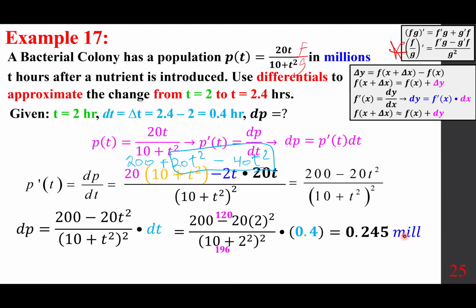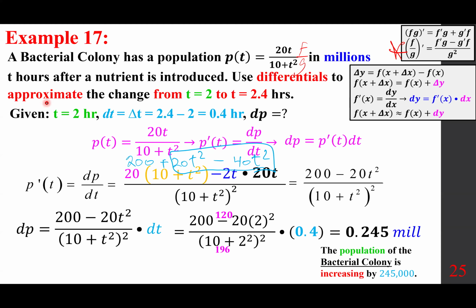0.245 what? Millions of bacteria, which means times 10 to the power of 6. That means you move the decimal to the right by 6 and you get 245,000. And you say the population of the bacterial colony is increasing by 245,000. So we did the approximation.